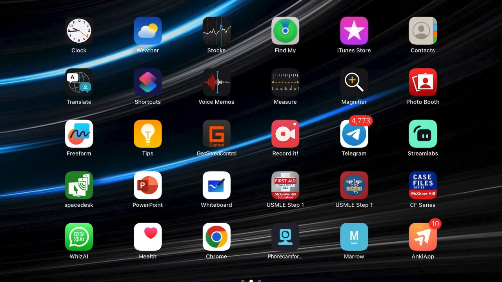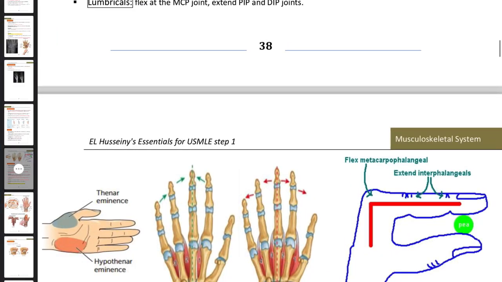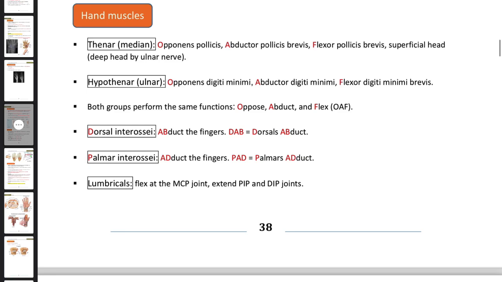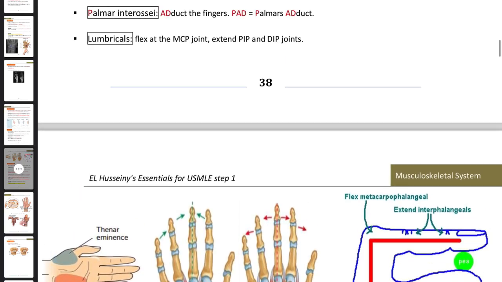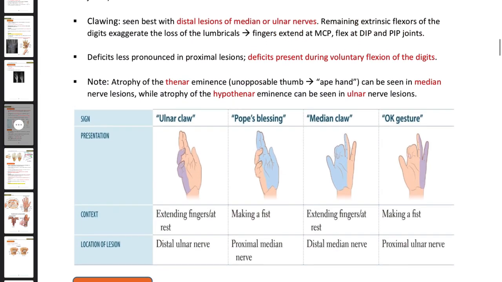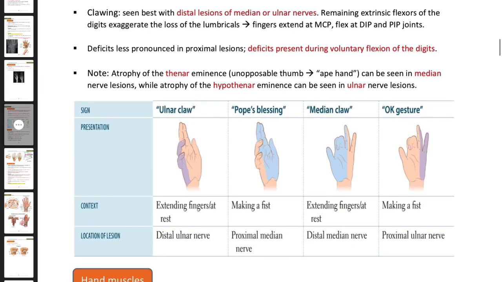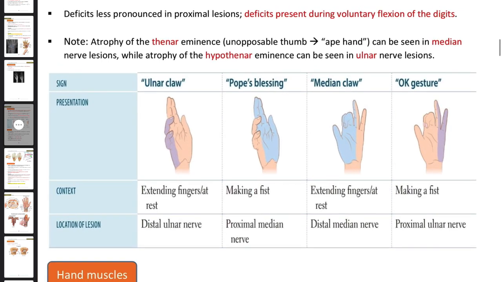If you are seeing this image, I already covered these things about hand muscles. So now we are going to see the hand deformities. If you look at this image, first of all we see the ulnar claw, which is clawing at rest. Why am I mentioning these hand deformities? We have four famous deformities: ulnar claw hand, Pope's blessing, median claw, OK gesture and ape hand also.